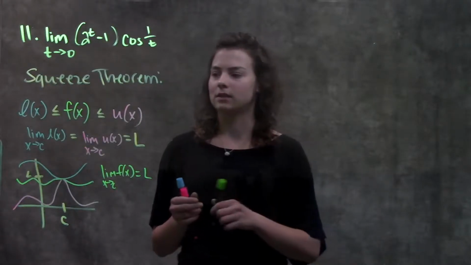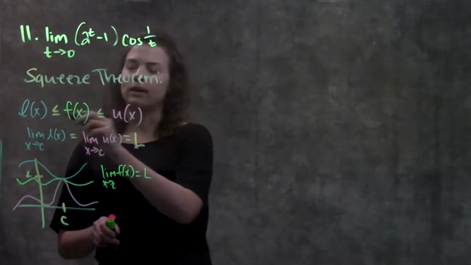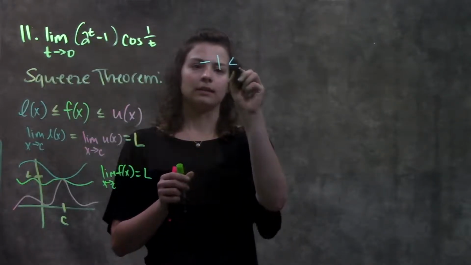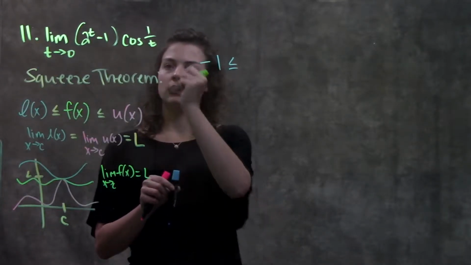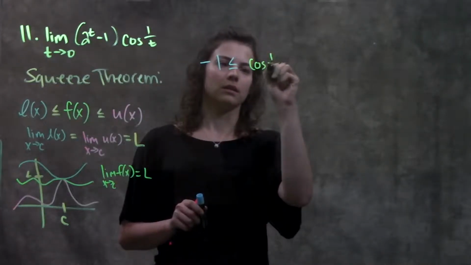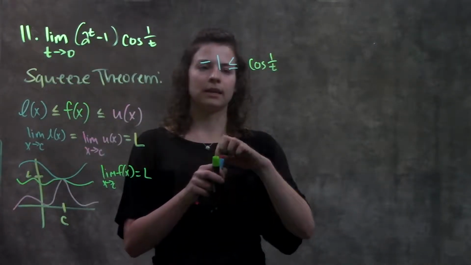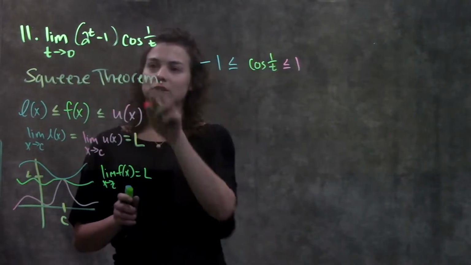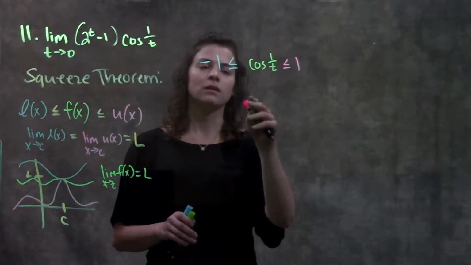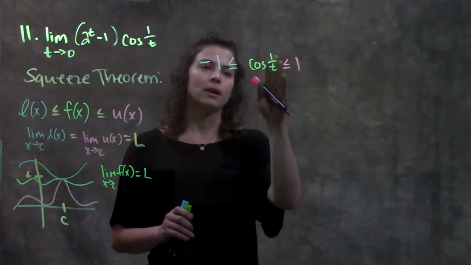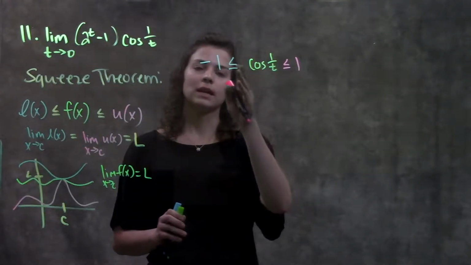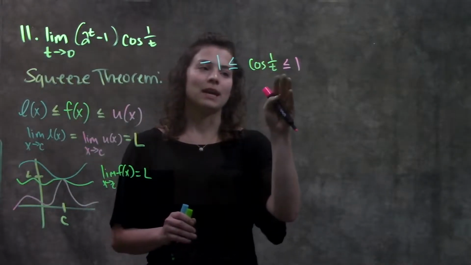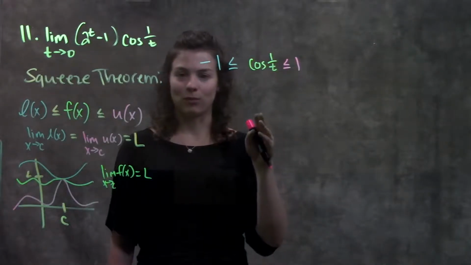So that's where we're going to start. Let me use the same color. My lower bound here is negative 1, which is less than or equal to cosine 1 over t, which is less than or equal to positive 1. Okay? So I just took my cosine function and put it in the middle, because I know that no matter what this inner angle is, cosine can never be less than negative 1, and can never be more than positive 1.